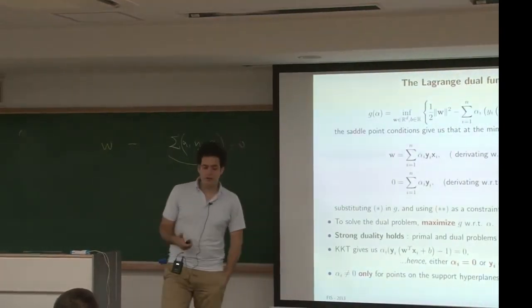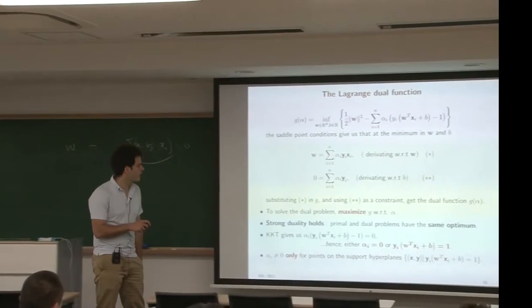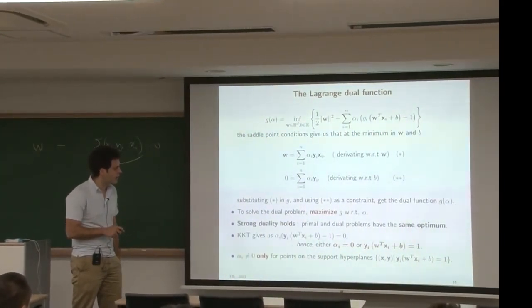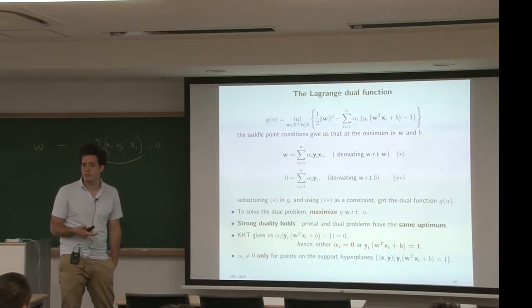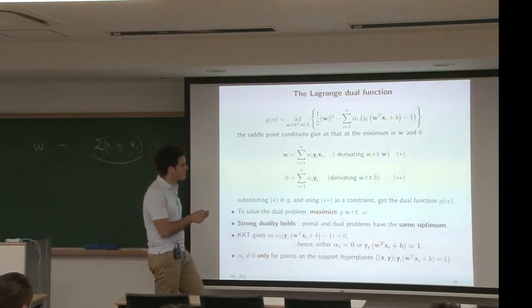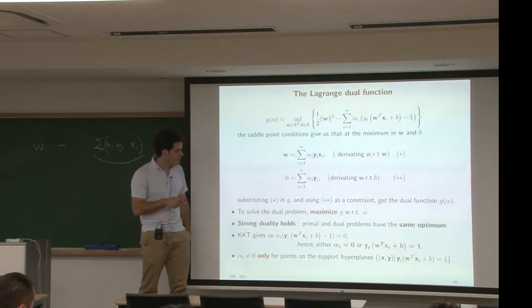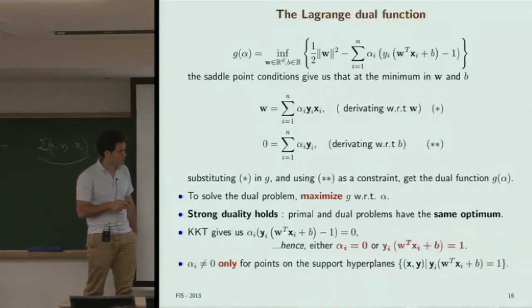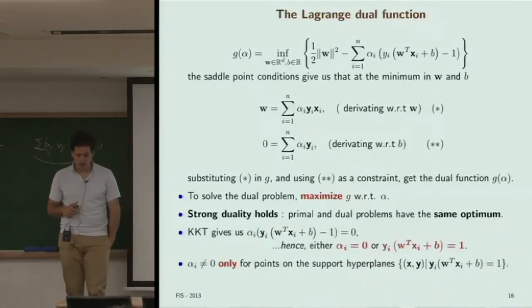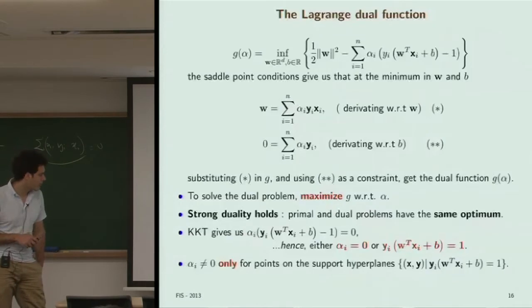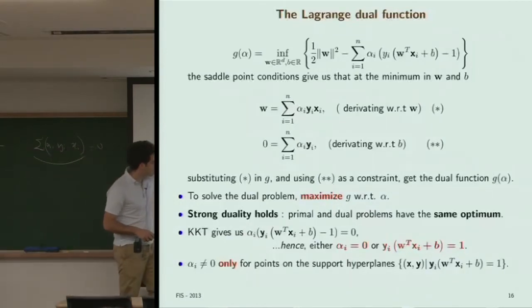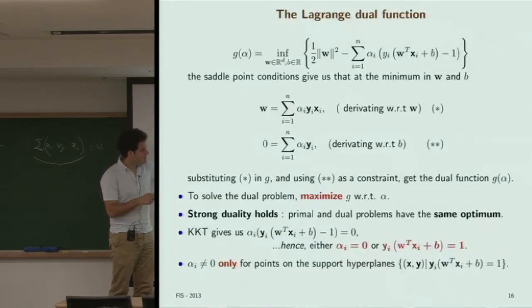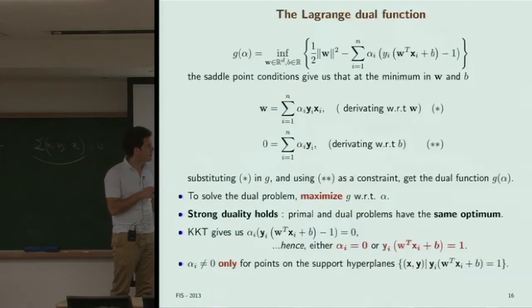So what is the value of this Lagrange dual function? Well, the Lagrange dual function is the infimum over W and b, and we can actually compute this infimum. At the infimum with respect to W and b of this function, W is equal to the sum of alpha i, yi, xi. And because of the first order condition with respect to b, 0 is equal to the sum of alpha i, yi. If you use these two equations and substitute them here, you will get the minimum of this term. So you get the Lagrange dual function.